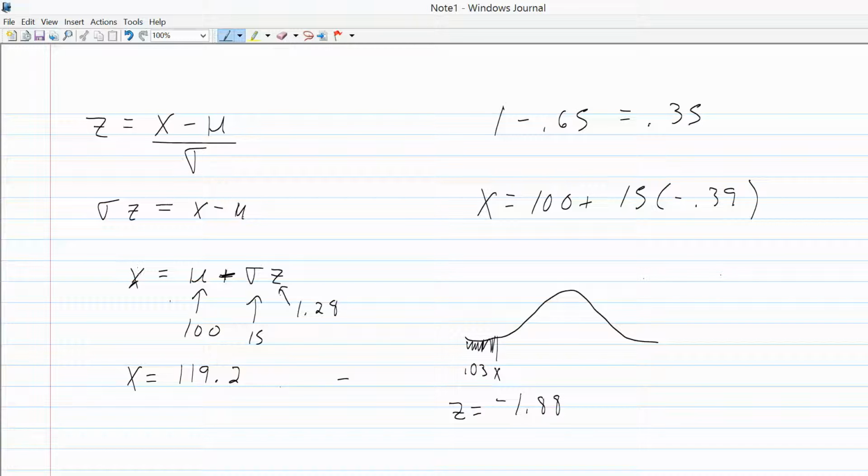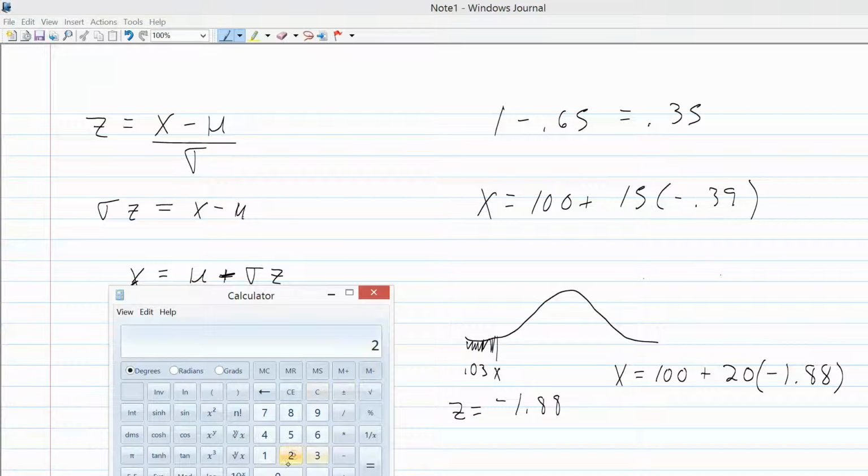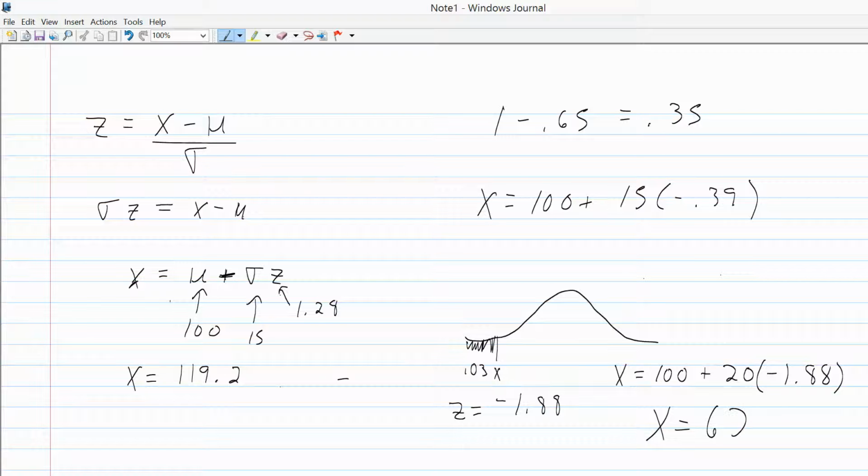We're going to use the same formula because we're looking for an x value. So x equals the mean of 100 plus the standard deviation of 20 times a z-score of negative 1.88. So 20 times 1.88, make that negative, plus 100, gives 62.4. So that's your answer on that one.